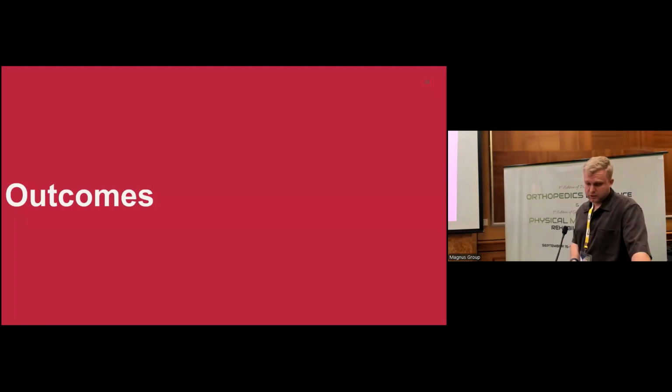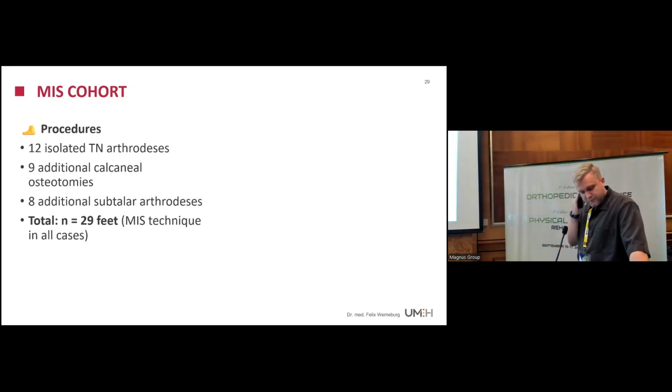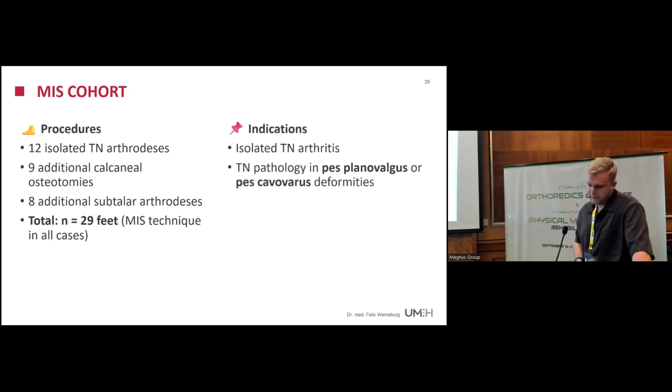Okay, what are the outcomes in our population? We treated a total number of 29 patients with our MIS technique. We had 12 cases where we did an isolated TN arthrodesis. In 9 patients, we additionally did a calcaneal osteotomy, and in 8 a subtalar arthrodesis, like in the clinical case I showed you before. The indications, as I mentioned, were isolated TN arthrodesis and TN pathology in pes planovalgus or pes cavovarus deformities when treating the TN joint.